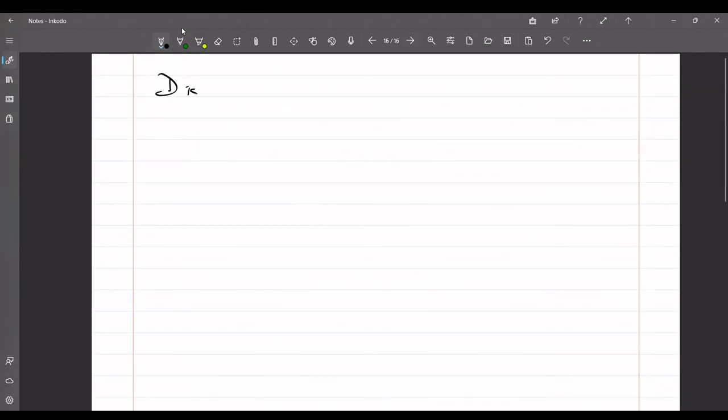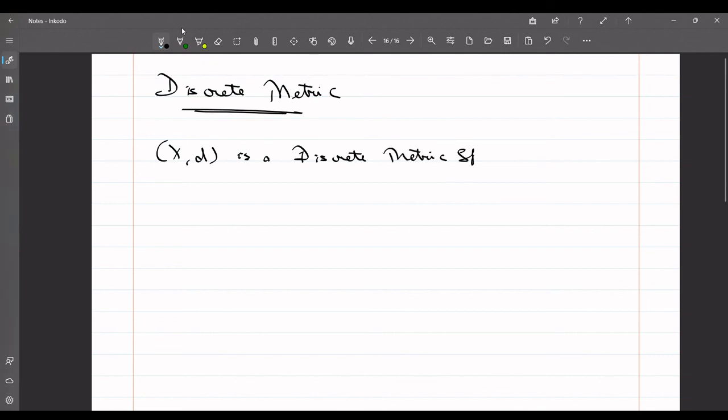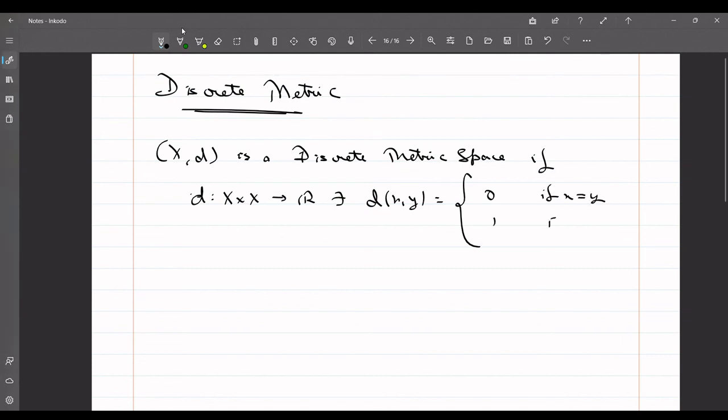So the last definition of today's lecture is the discrete metric. This metric space (X, d) is a discrete metric space if the metric from X cross X to R is defined as d(x, y) equals 0 if x equals y and 1 if x not equal to y. This is called the concept of discrete metric.